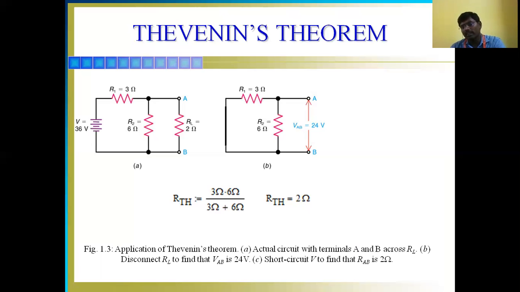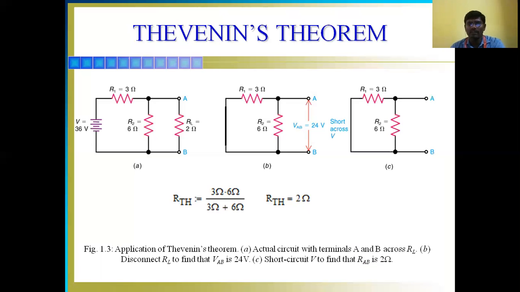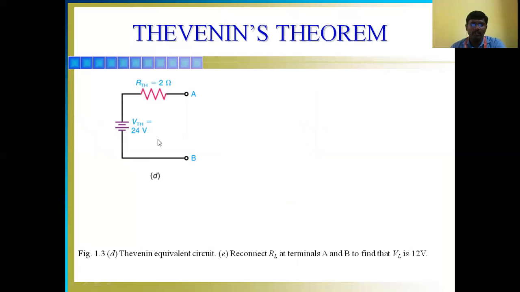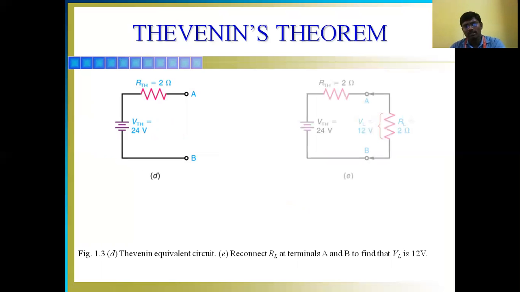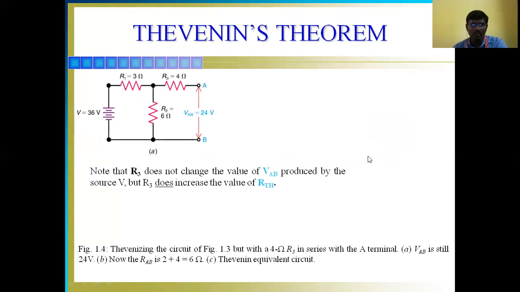Now connect the Thevenin equivalent, a Thevenin voltage in series with Thevenin resistance: VThevenin 24 volts and RThevenin 2 ohm. To find the load current, initially we removed the load resistance; now connect that load resistance in series with the Thevenin equivalent. Then find the current flowing through the load: IL is equal to VThevenin by RThevenin plus RL. That gives the total current flowing through the circuit.